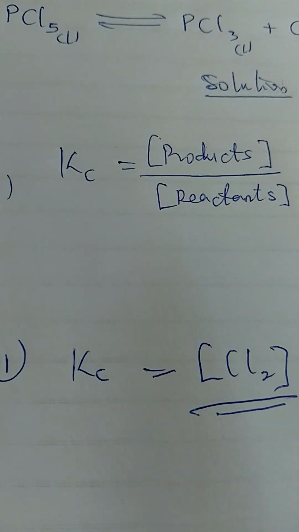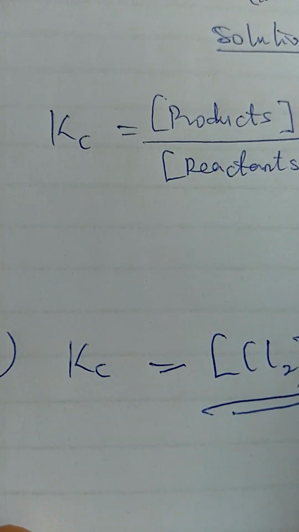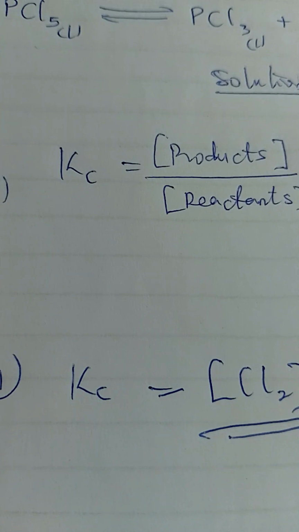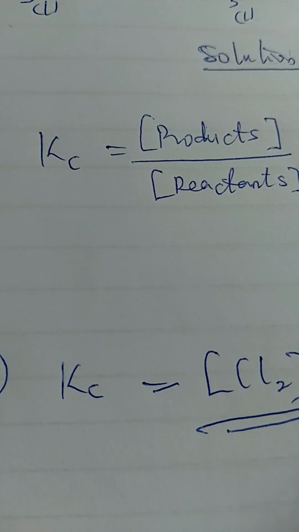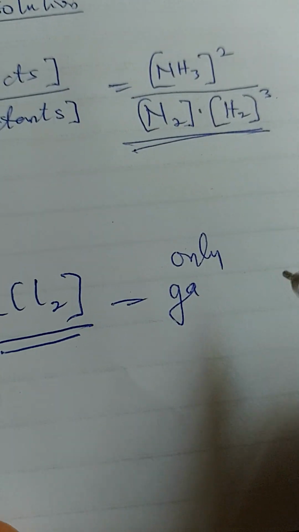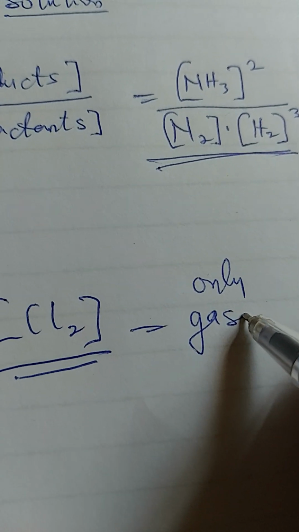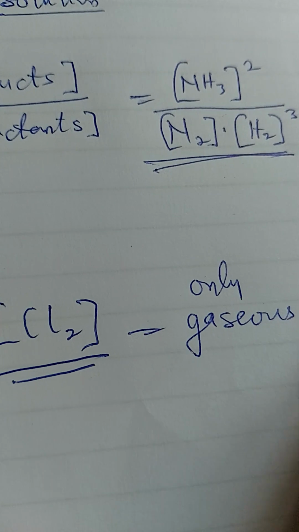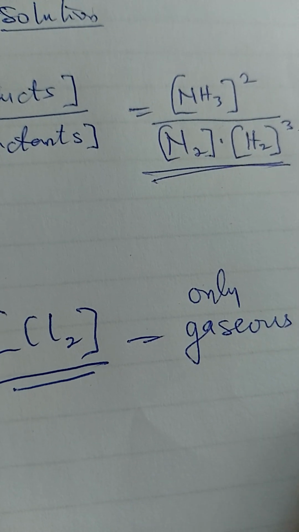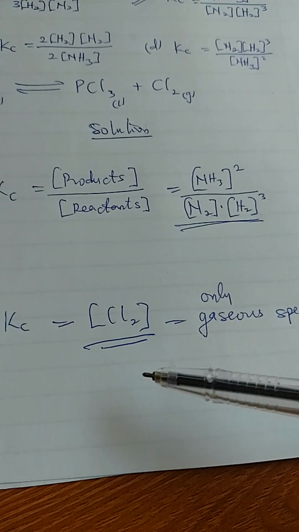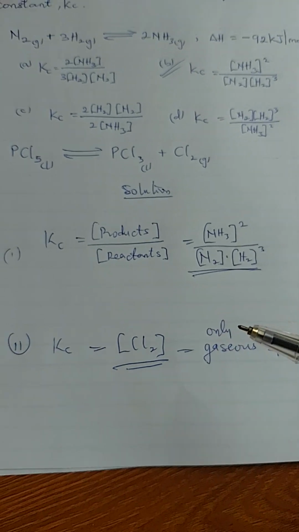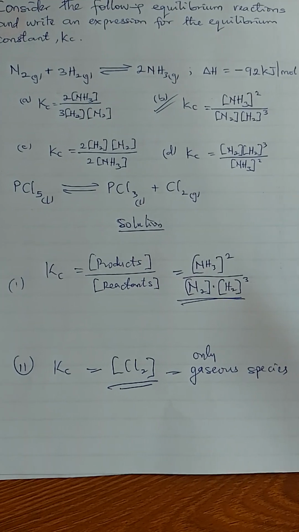So any student or any option that you have, this 2 over this 2, it will be wrong, because the rule says it must be for what? Only what? Gaseous. Only for gaseous species. So you only represent gaseous species in equilibrium constants. I don't know if you understand that.